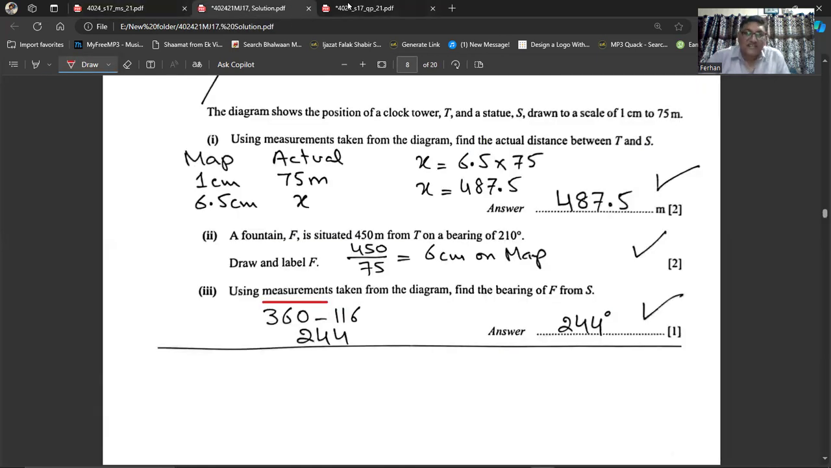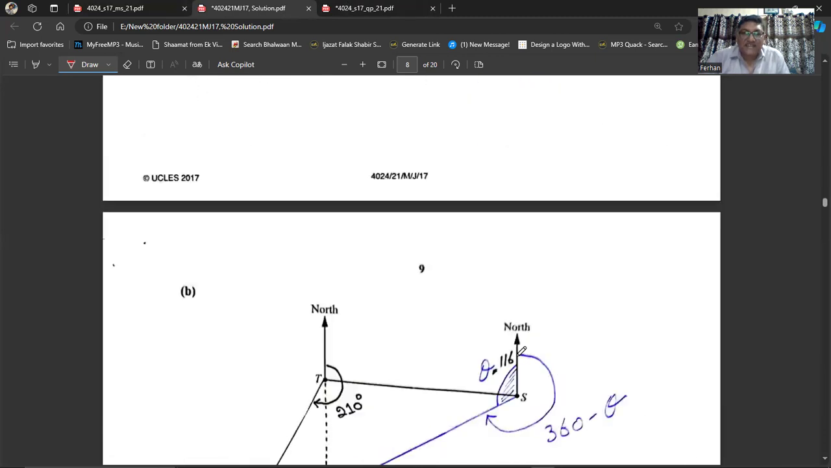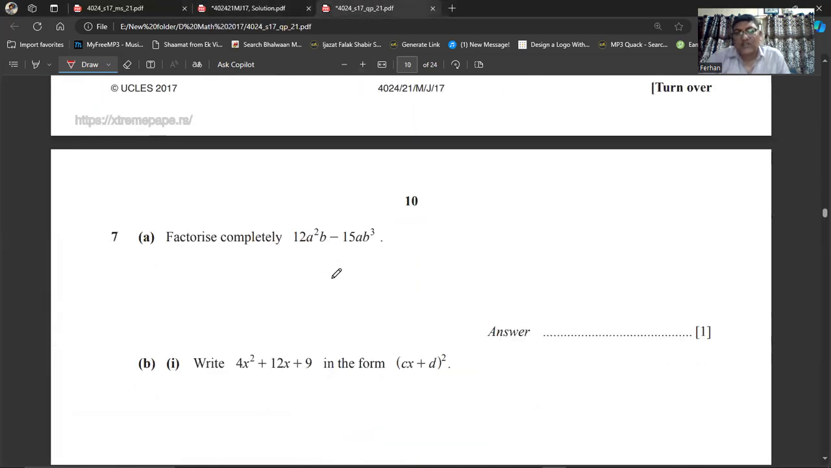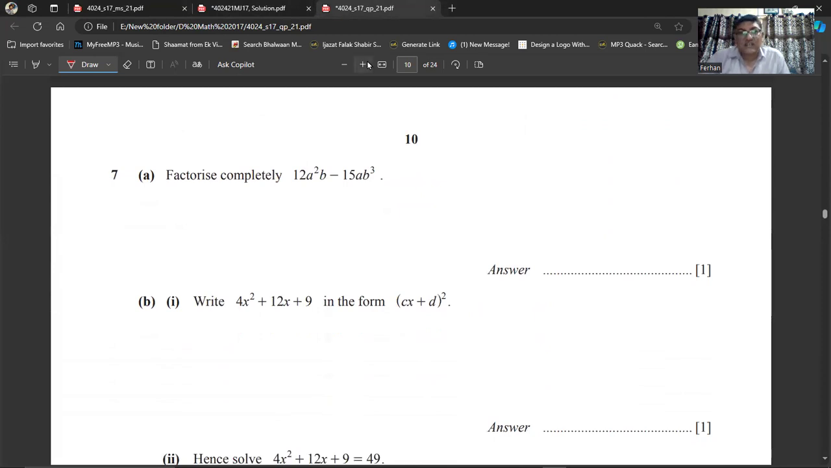Hopefully you understand. We have measured this theta, and then from 360 we have subtracted that. That's the bearing. Bearing is from that north you go clockwise.